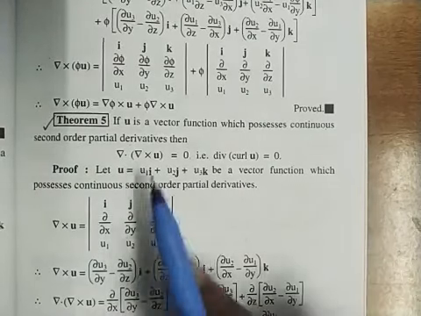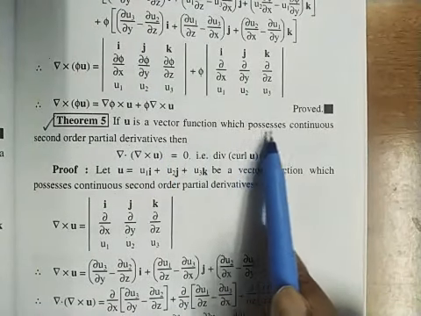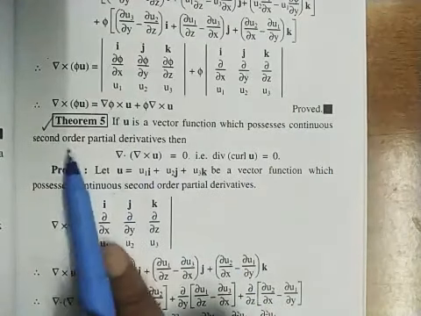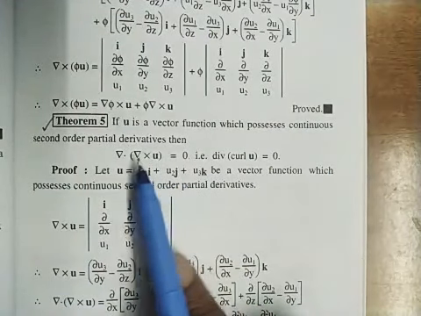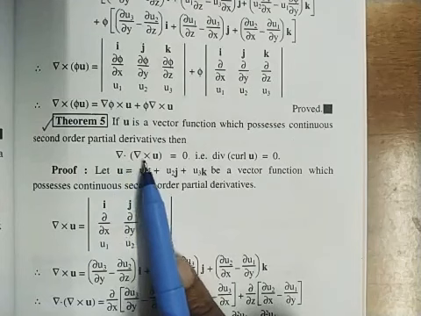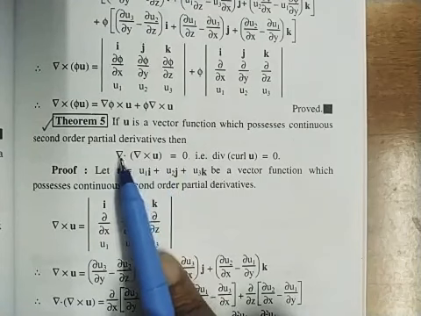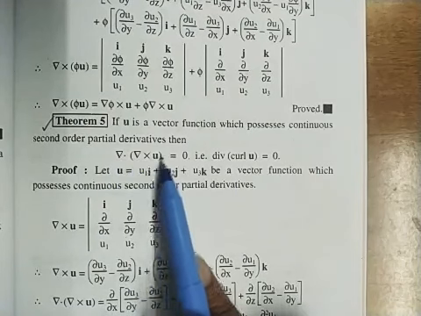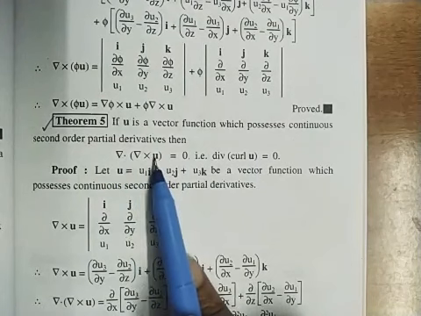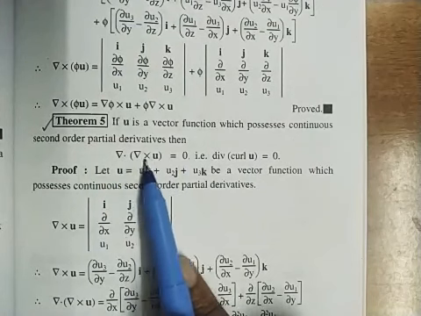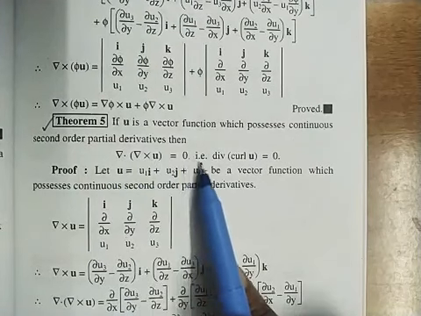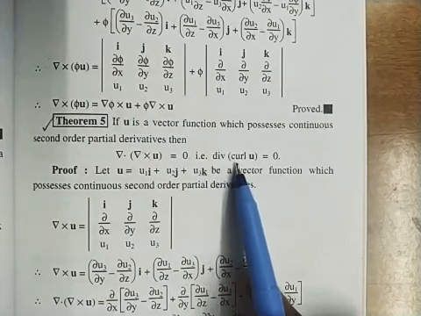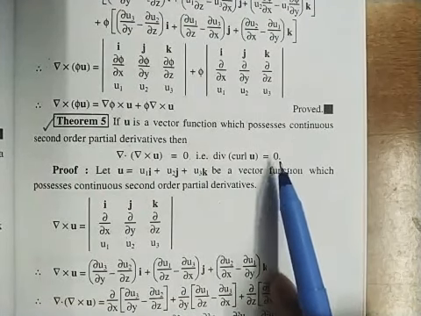Next: if u is a vector function which possesses continuous second order partial derivatives, then divergence of curl of u, that is del dot del cross u, where del dot means divergence and del cross means curl, is 0. That is, divergence of curl of u is always 0.